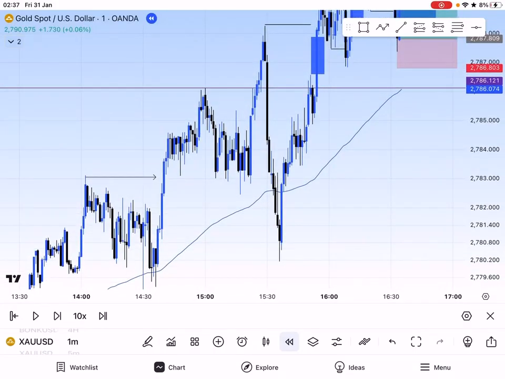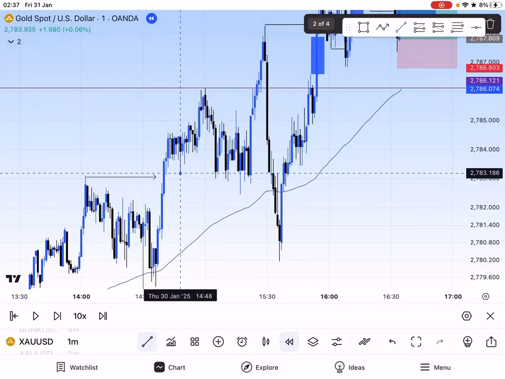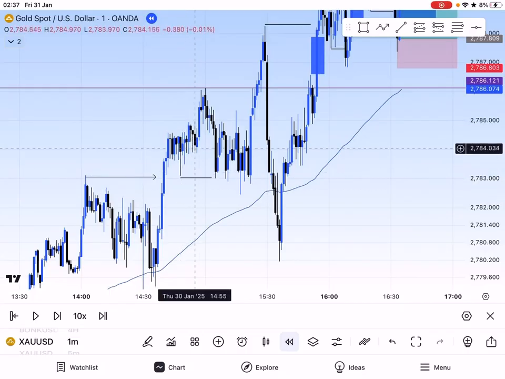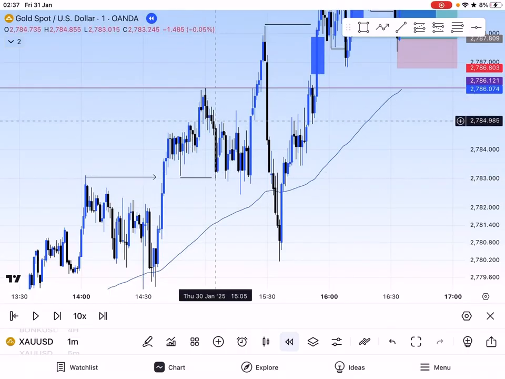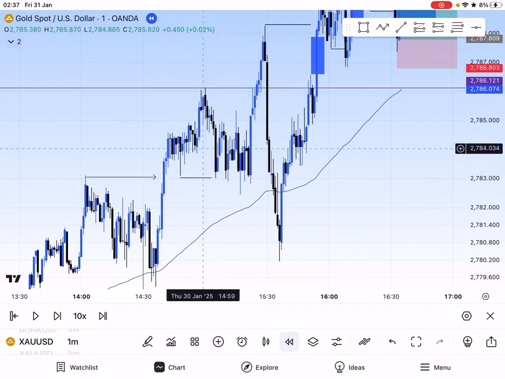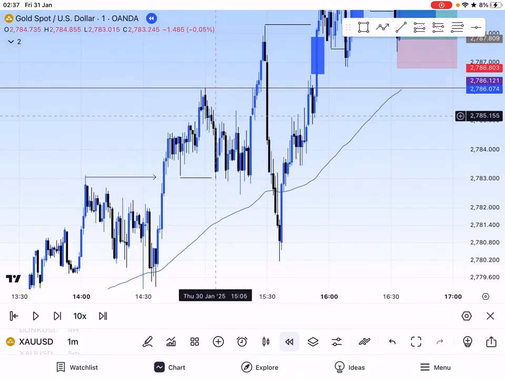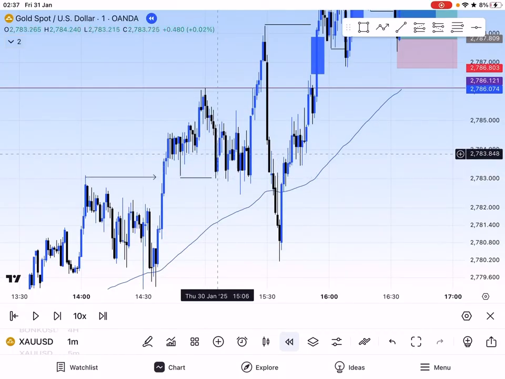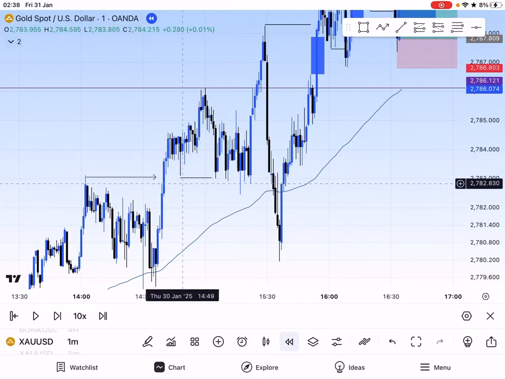Okay, so as I was saying, we had a pullback. So this was like some kind of inducement, and I'm talking about this low here. Then you can see the bearish candle that came to take it out. You can see this is not ideal. There was no momentum, and it formed an equal low, went up, came back again, no momentum, and it now finally took out the inducement.